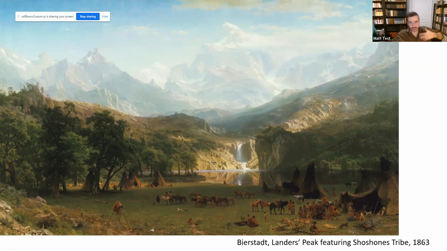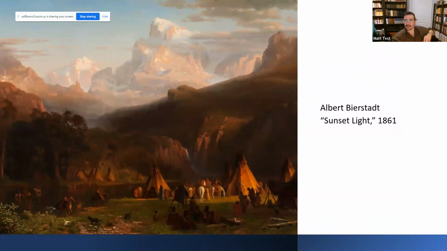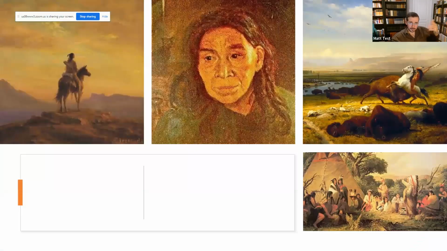So Bierstadt is constantly awakening in the understanding of his fellow white man the humanity of the native communities, while at the same time he's teaching the chiefs of these various tribes to do painting. Here's another example of what he calls sunset light, painted in 1861, featuring other experiences. I don't know if this is still the Shoshone tribe or not. I'm not too sure. But again, just featuring them in their day-to-day life. He's got dozens of paintings showcasing the soul in the eyes of different members of the native community.